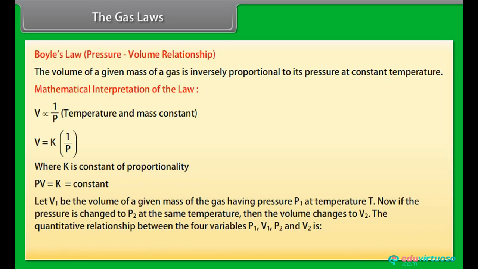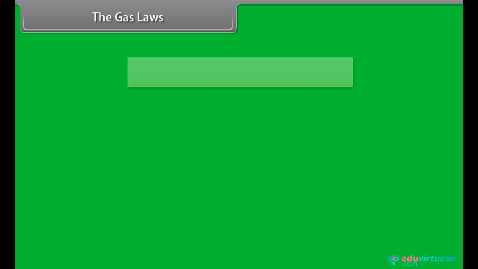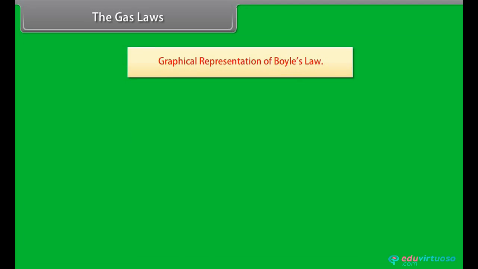Let V1 be the volume of a given mass of a gas having pressure P1 at temperature T. Now, if the pressure is changed to P2 at the same temperature, then the volume changes to V2. The quantitative relationship between the four variables P1, V1, P2 and V2 is P1 V1 is equal to P2 V2 at constant temperature and mass.